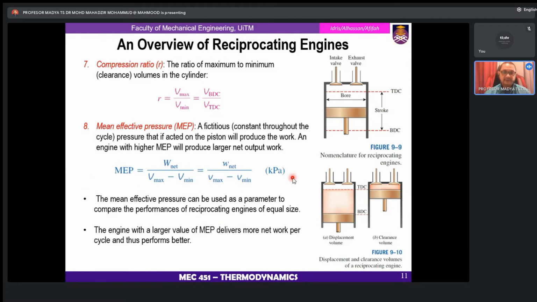So when MEP is large, that means the output of the engine is large. The engine with the large value of MEP delivers more net work per cycle and performs better. That is the knowledge of IC engines in thermodynamics that you should know.